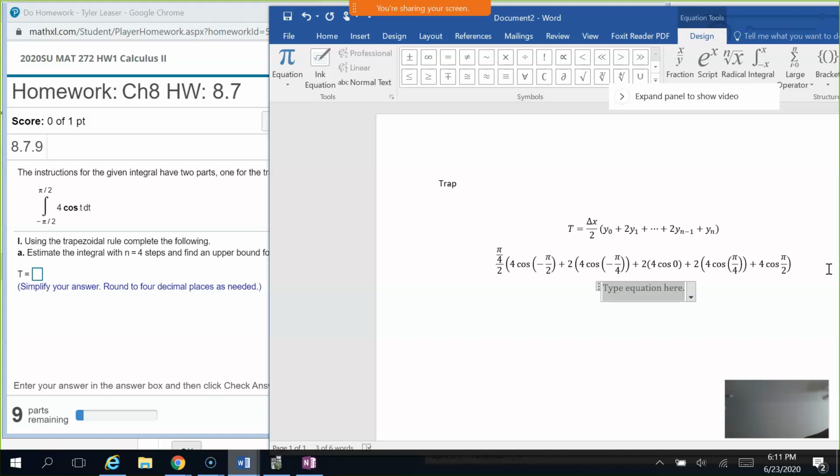How to get a calculator? Okay, so let's see what all this is.